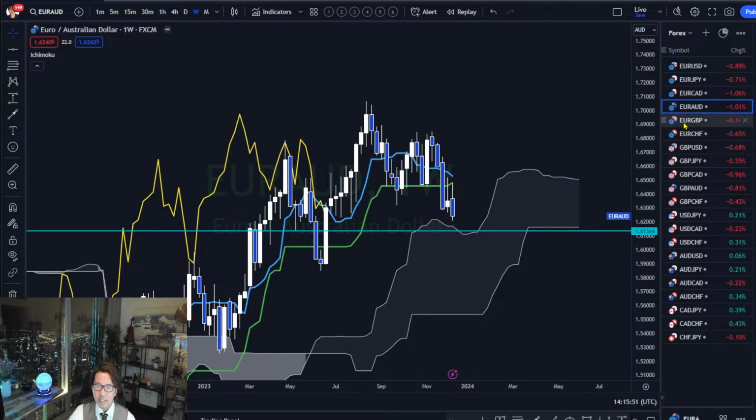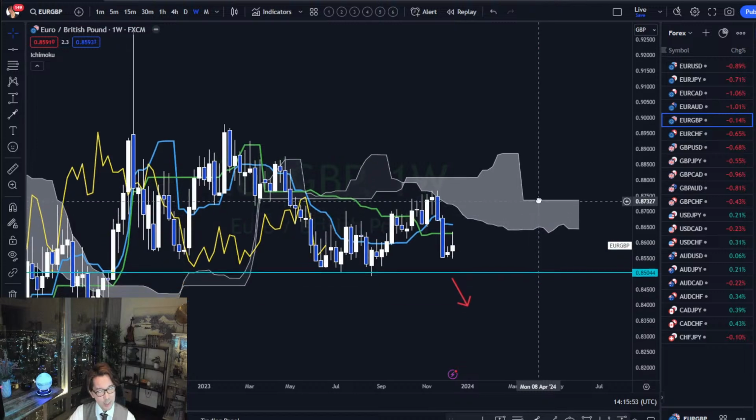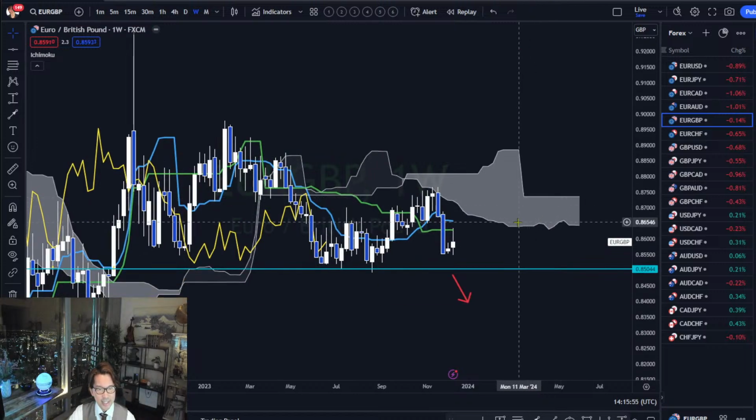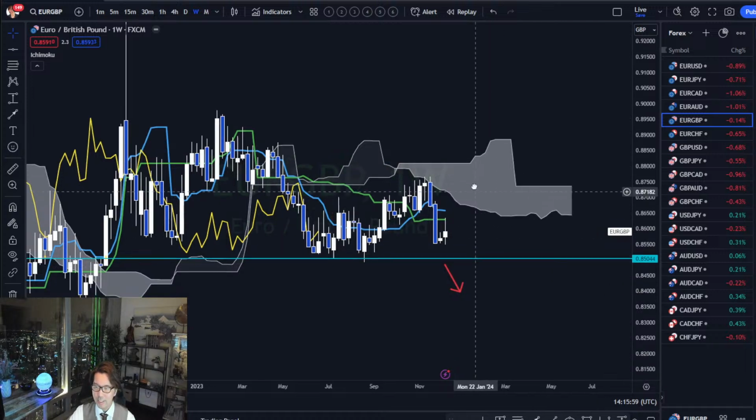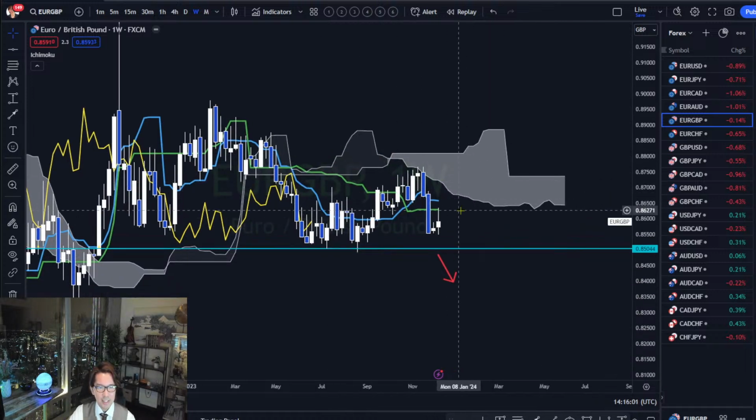Okay, so next is Euro Pound. Euro Pound has been completely ranging too, so I'm simply waiting for the breakout of 0.8504. It's really range. No trend, no trace. Same as Euro USD or Euro CAD.